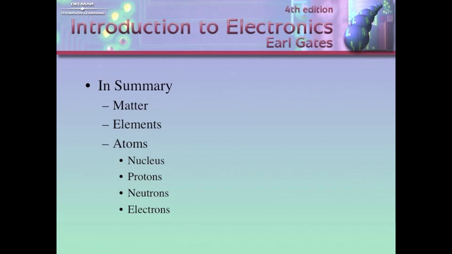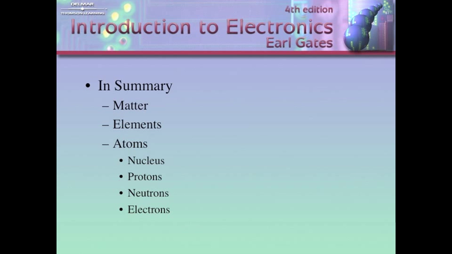In summary, we talked about matter. Matter is everything that makes up everything. The absence of matter is defined as space. We could create space here on Earth with a vacuum, an industrial vacuum, where we pull all the matter out of a chamber.